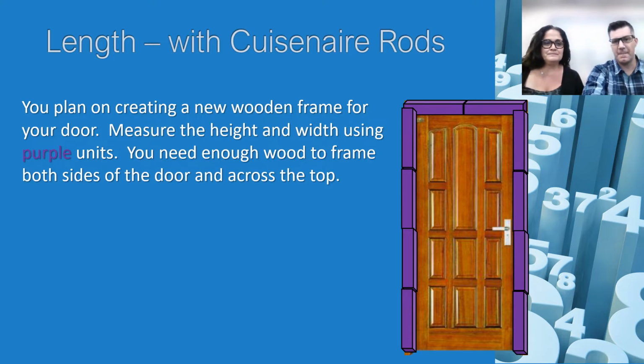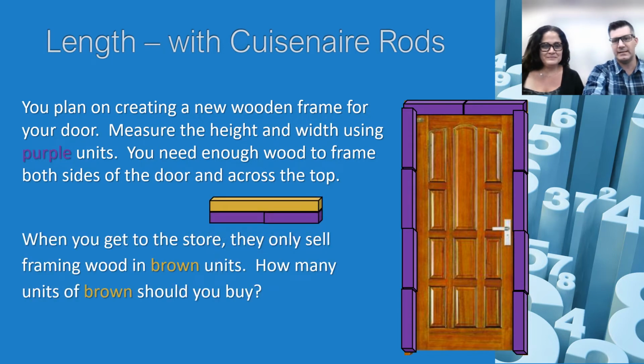Wedges and degrees, right? So now we're measuring in purple units. We see how many purples I needed: 1, 2, 3, 4, 5, 6, 7, 8, 9, 10 purples. But they only sell in brown. So this one's a little different. I would maybe look for chunks of purple. Every 2 purple would be equal to 1 of my browns. So we're going from a smaller unit to a larger unit.